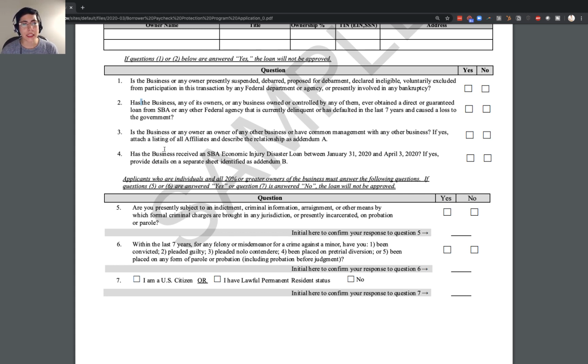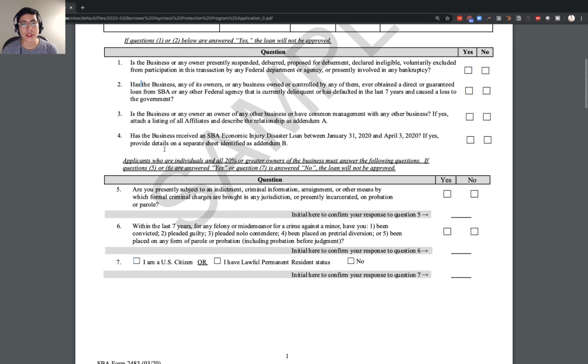Has a business received an EIDL or economic injury disaster loan? If yes, provide details on a separate sheet. And you are able to get both a PPP and an EIDL loan. They just need to know about it because they're going to remove the $10,000 grant from your forgiveness on the PPP. So you will still be qualified. You will not be disqualified if you have both the PPP and the EIDL. So please don't freak out if you read that question and you're like, oh my God.